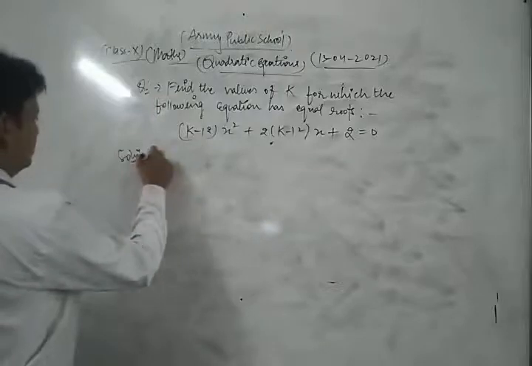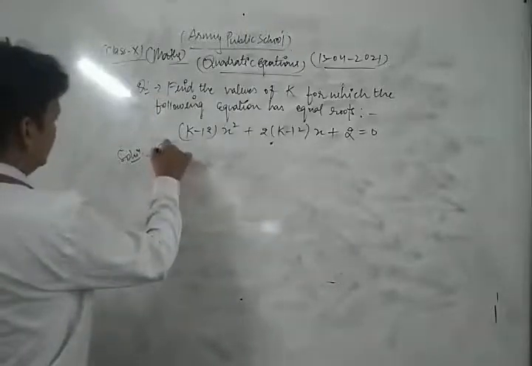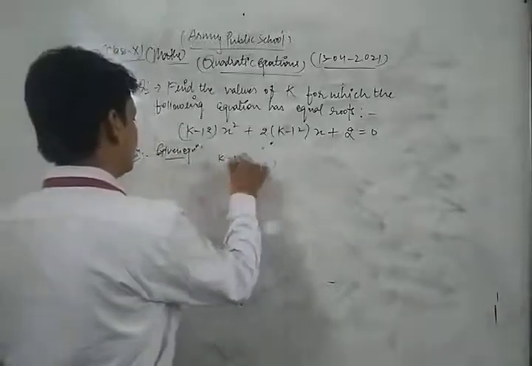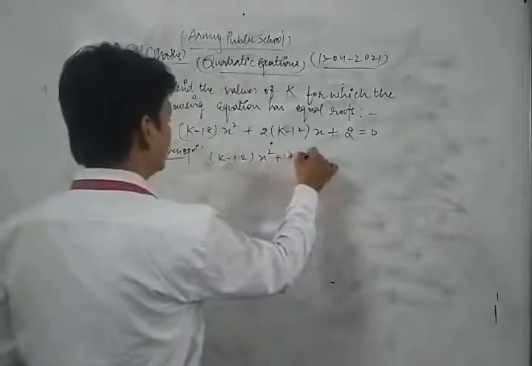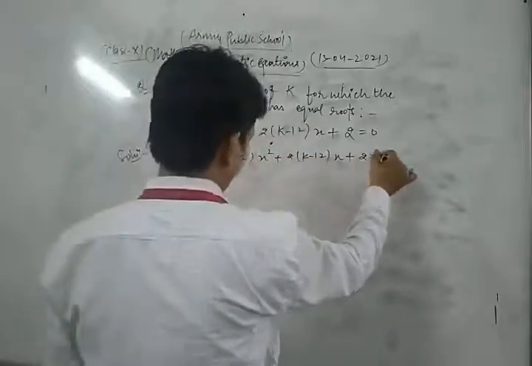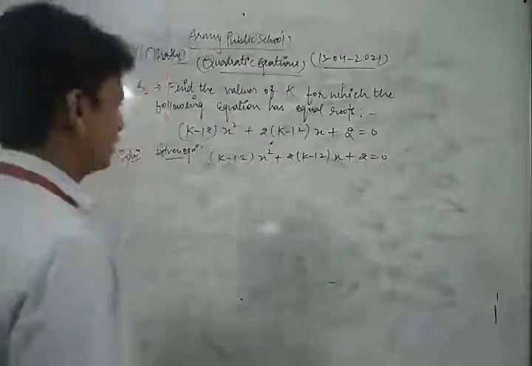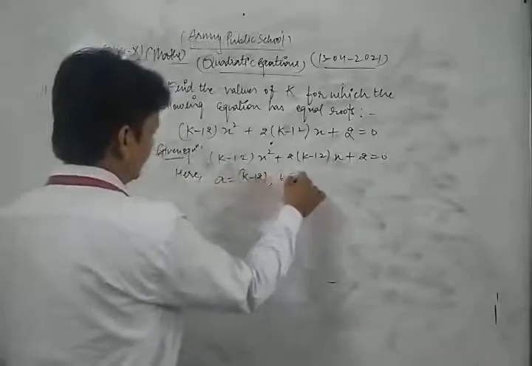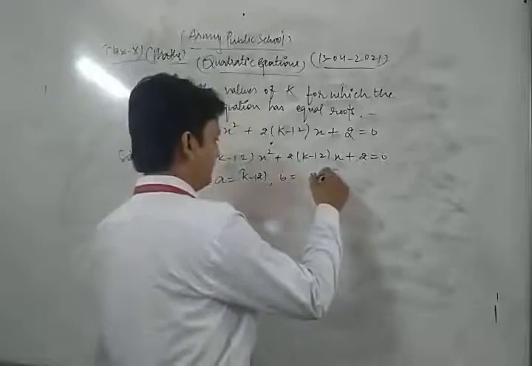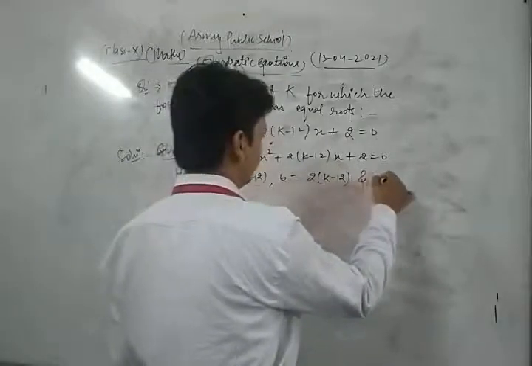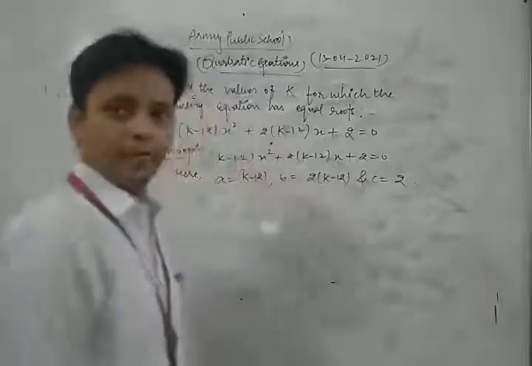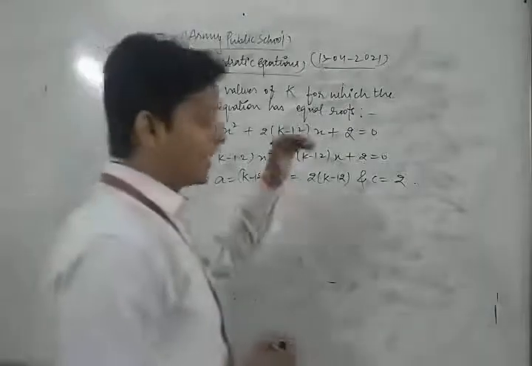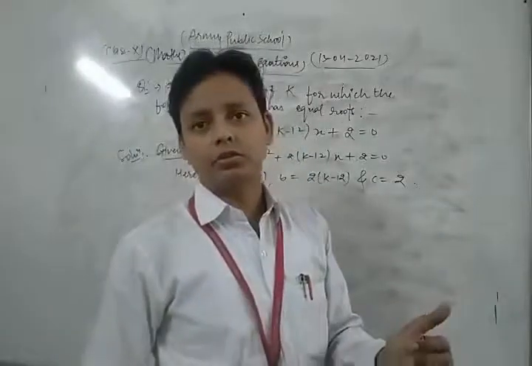First of all, we write the given equation. The given equation is (k minus 12) into x square plus 2 into (k minus 12) into x plus 2 is equal to 0. Here the value of a is what? k minus 12. The value of b is what? 2 into (k minus 12), and the value of c is what? 2. The given equation has real and equal roots. So for which condition? Let's see.